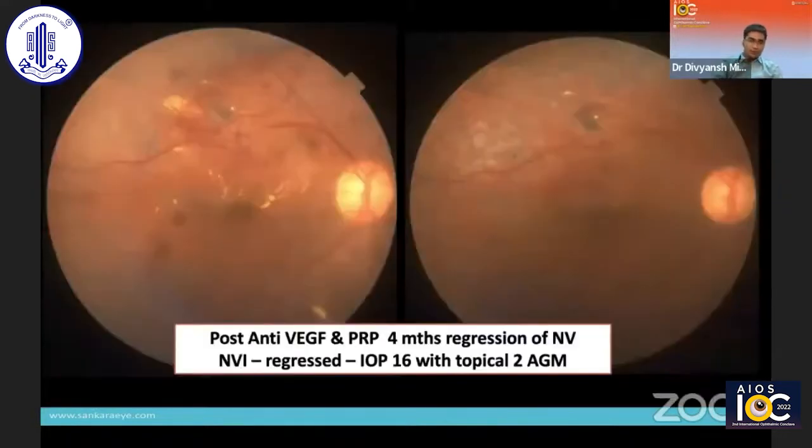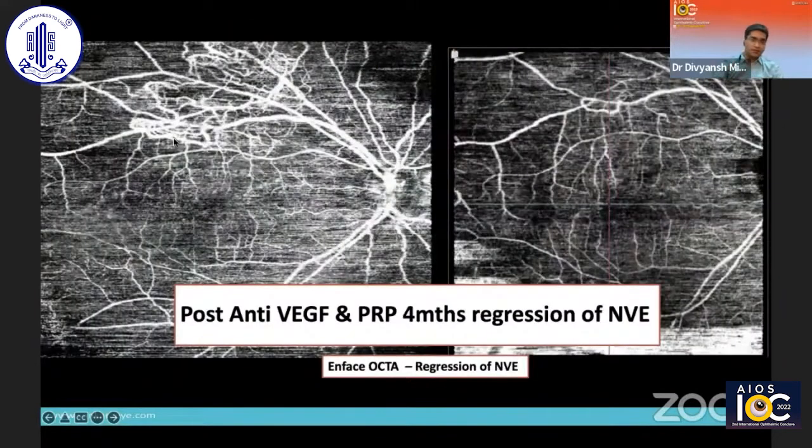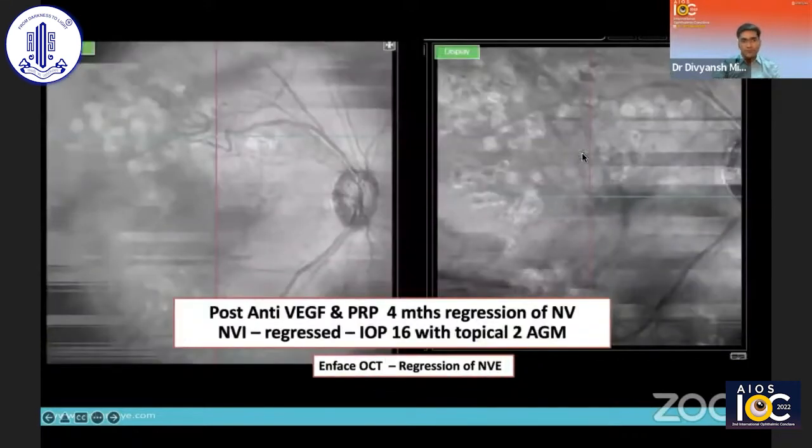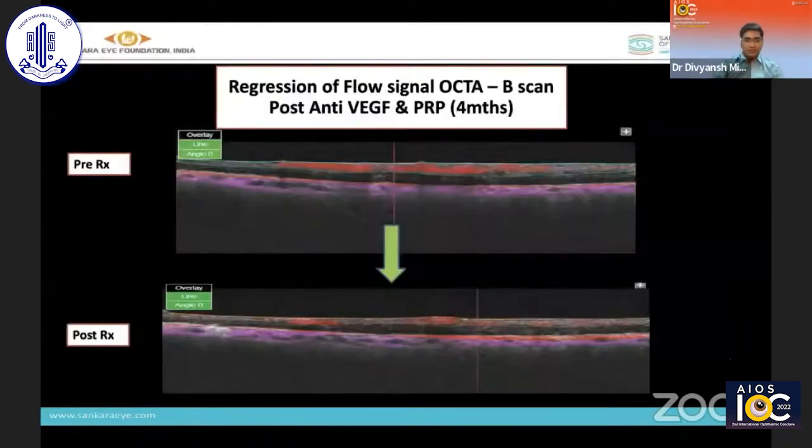And this is what the post-treatment with anti-VEGF and laser looks like. We can see all these florid areas of neovascularization have regressed, and only some loops are there in these two major vessels or veins. And this is again seen in the OCTA, where we can see the whole network has resolved. This is after 4 months of treatment, the NFAS image. And this is the OCT B-scan, the upper B-scan showing the pre-treatment large area of network below the ILM, and right now we can see that it is resolved.